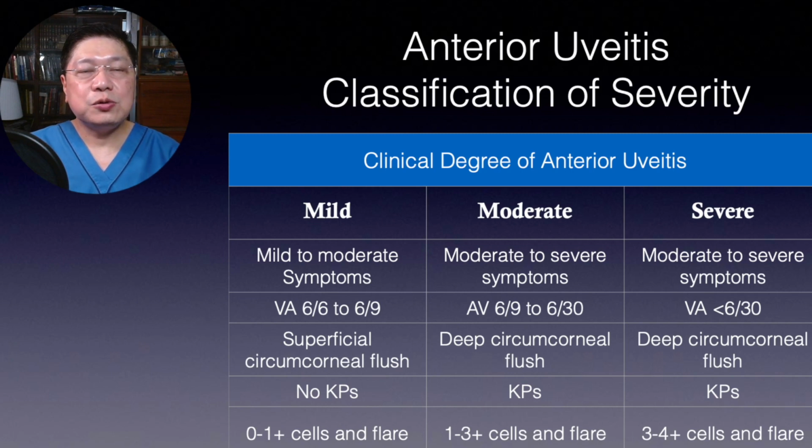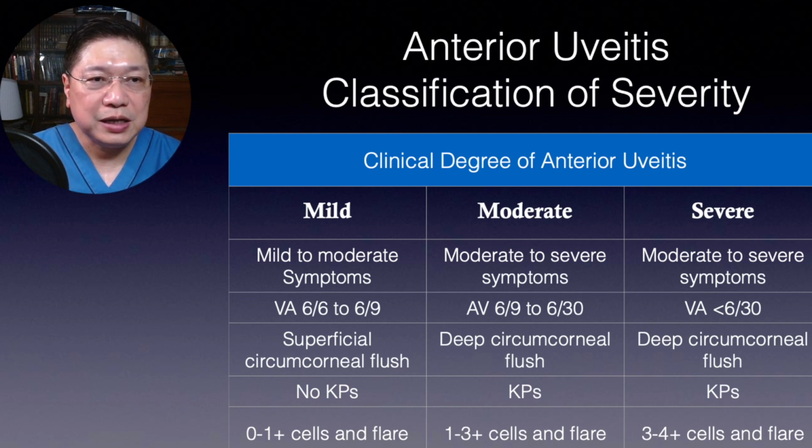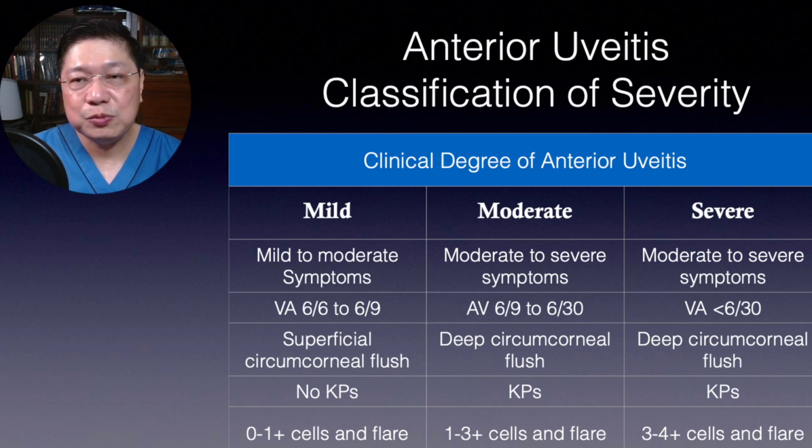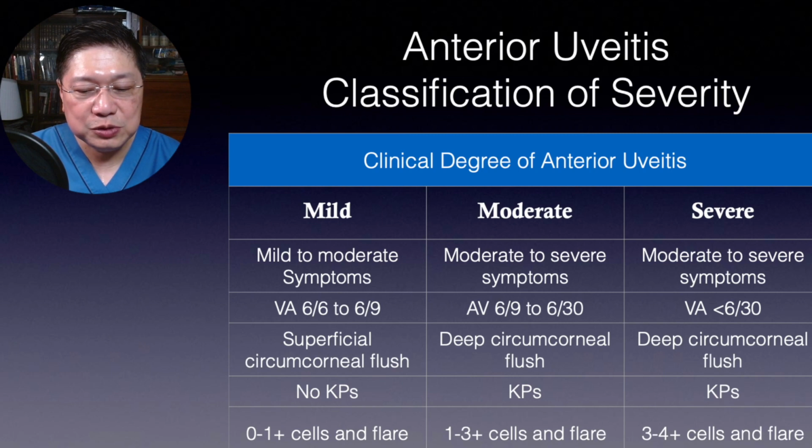Now, uveitis could also be segregated into mild, moderate, or severe. Mild uveitis would have mild to moderate symptoms with vision still very, very good. You could have the ciliary flush, no KPs, and a few flares, about 0 to +1 cells in flares, compared to a moderate and a severe, which will have worse symptoms. Severe would have moderate to severe symptoms. They would have very poor vision.